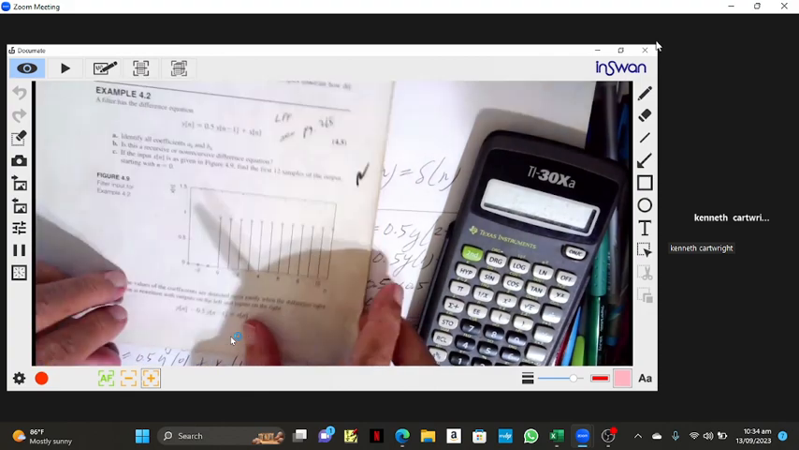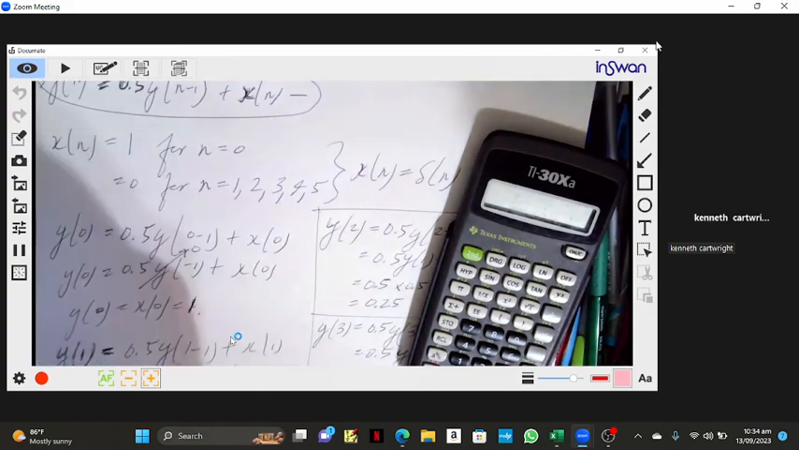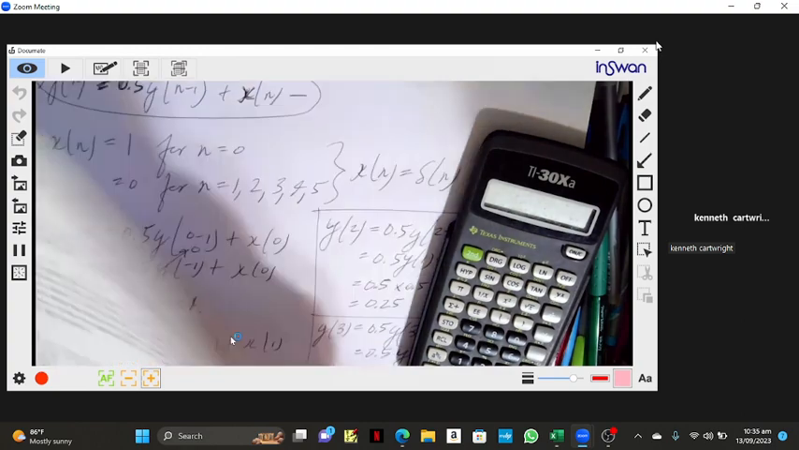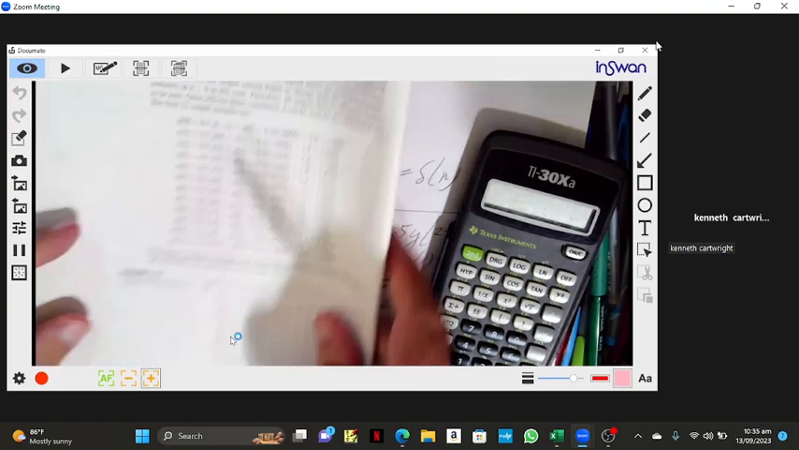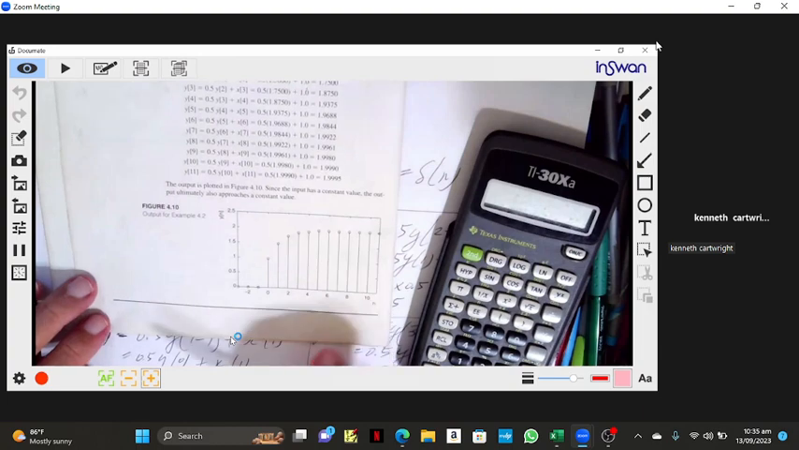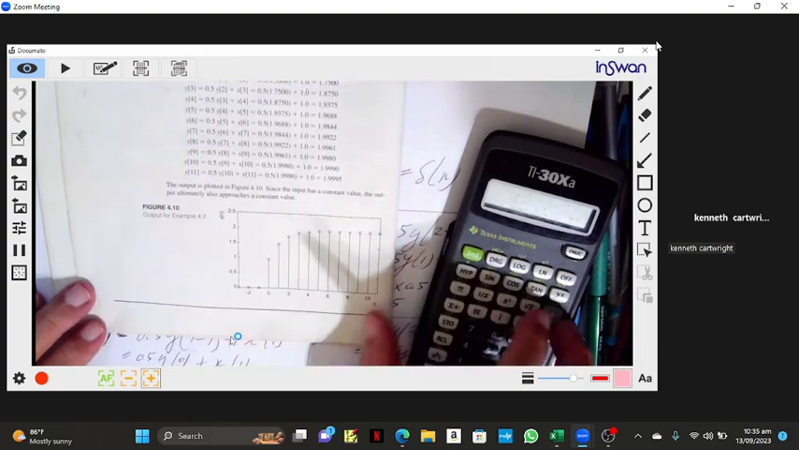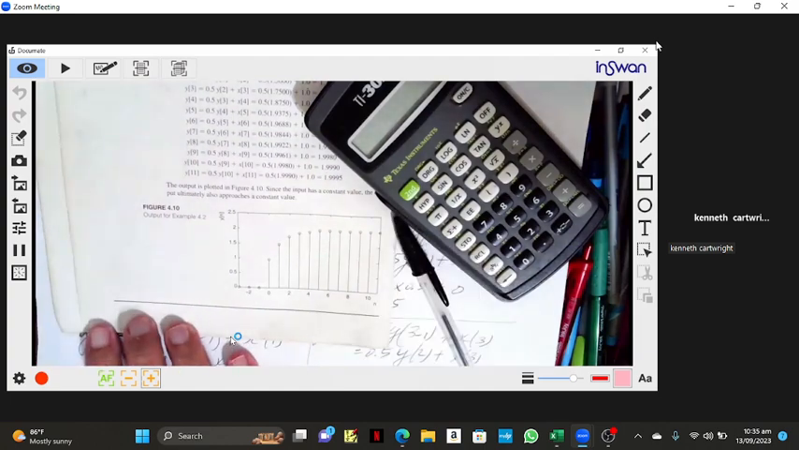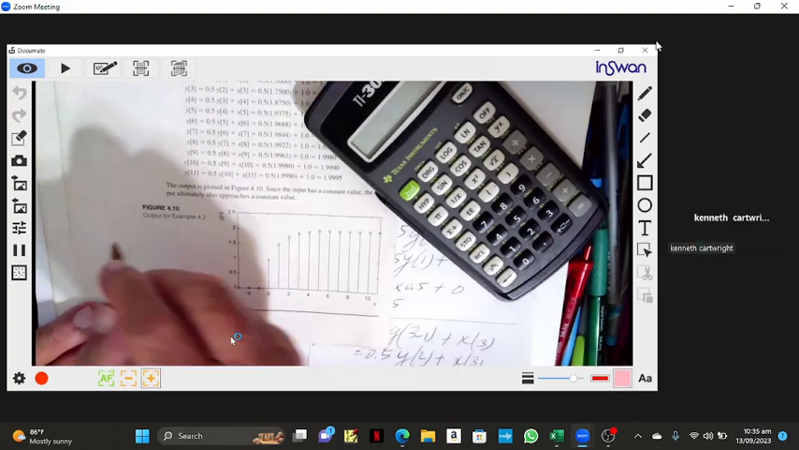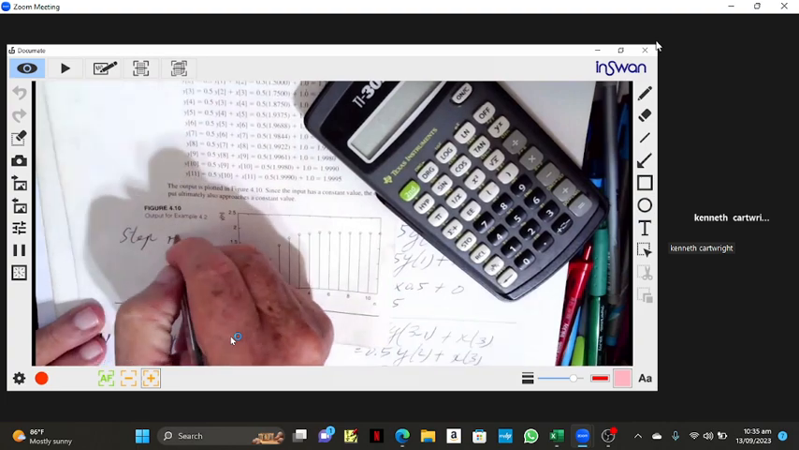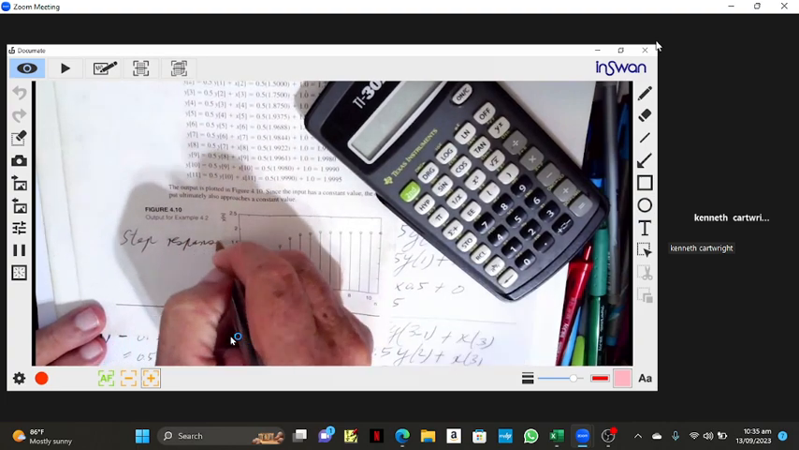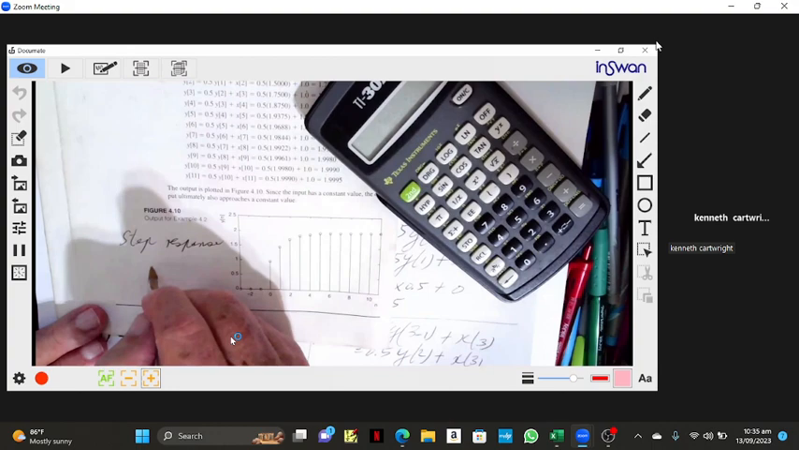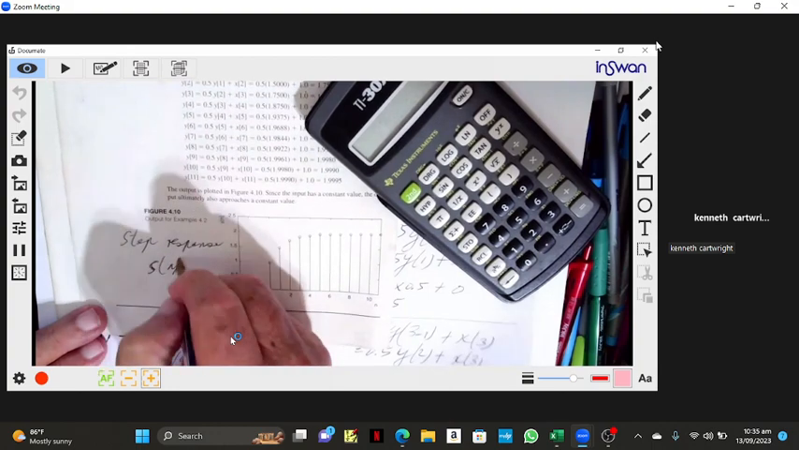So here's the output. There's the output. So what is this called? What's figure 4.10 called? What is the output called when the input's a step function? Step response. And in this book, it's called s of n.